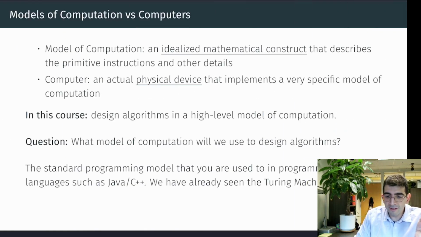And so the model of computation that we'll use is the RAM model. Before we get too far into that, I want to specifically emphasize that a model of computation is different from an actual computer. Okay? A model of computation is simply the abstract wrapper around a physical object, right?